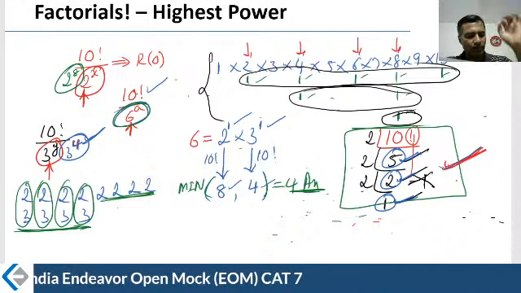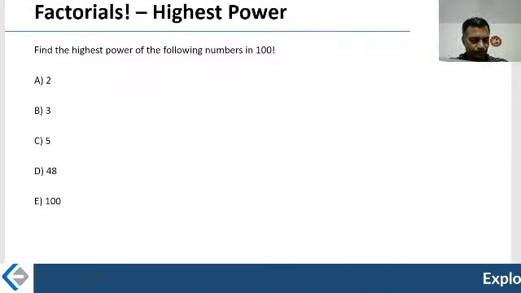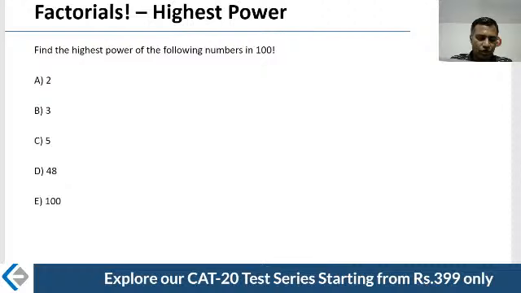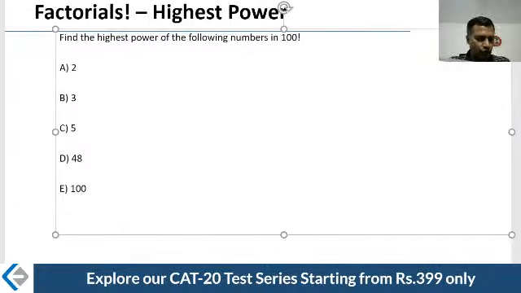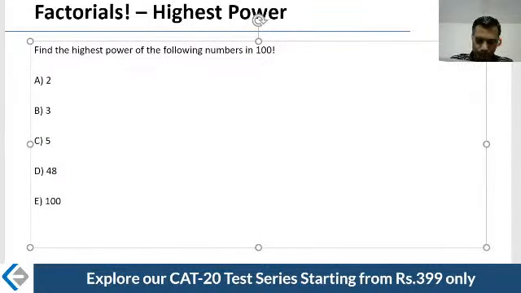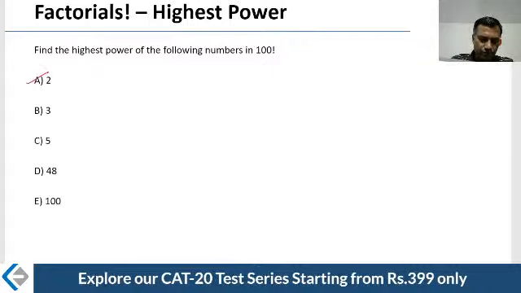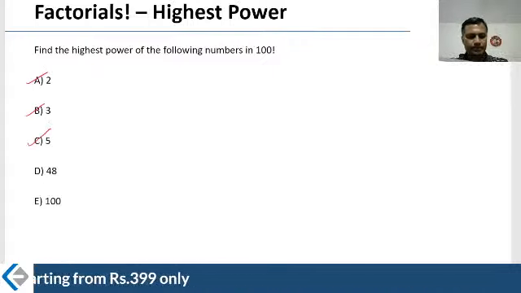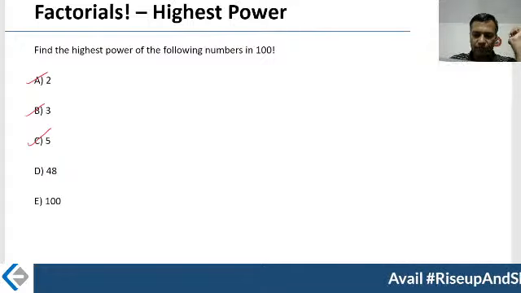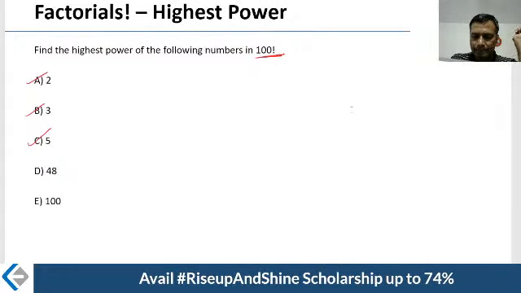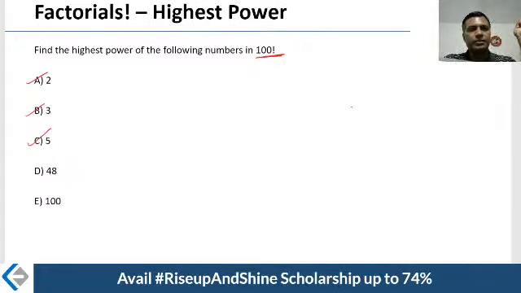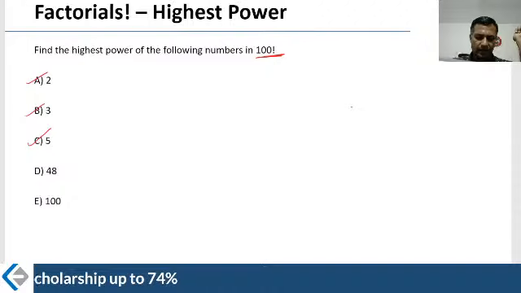I will leave a quick 2 minutes for you. Do the first 3 questions, friends. Find the highest power of 2, 3 and 5 in 100 factorial. All of you, quickly find these numbers.